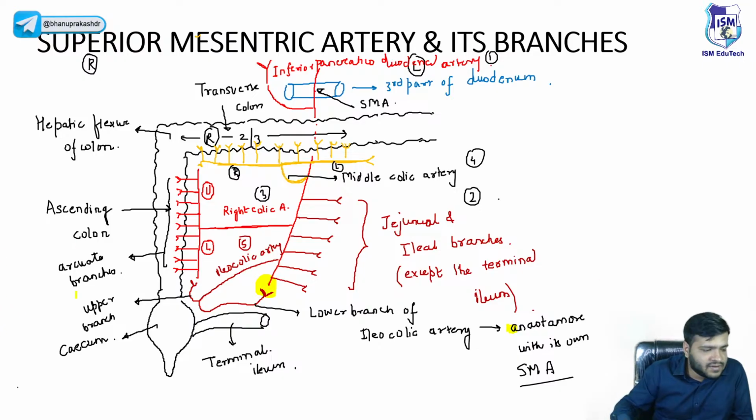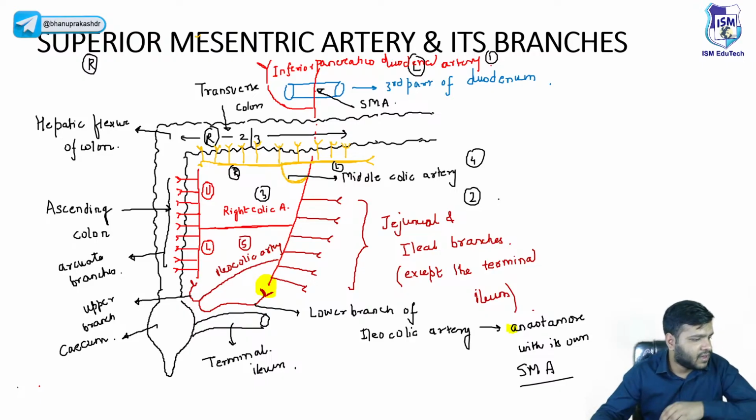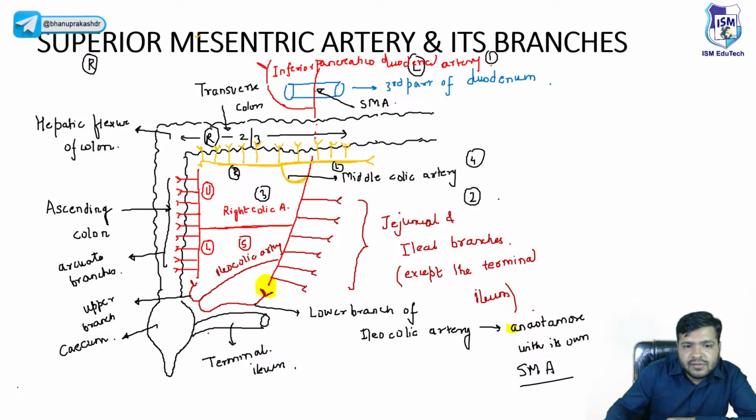अब ileocolic artery is giving certain branches. Now this lower part will also give one branch. Now this lower part will give branches to the cecum. So it gives anterior and posterior branches to the cecum, and it will also supply the appendix, right?